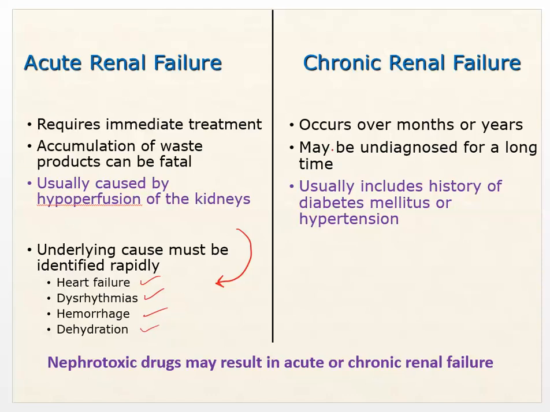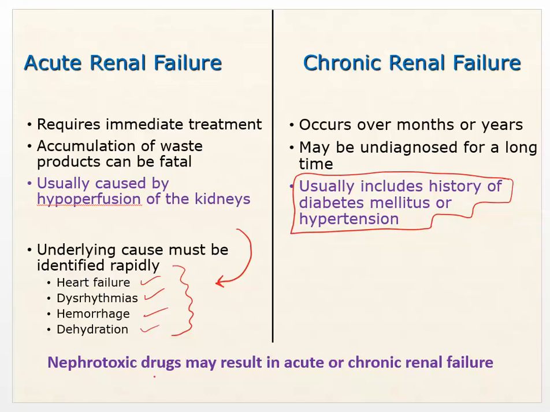Chronic renal failure, of course, occurs over months or years, may be undiagnosed for a long time, and, this is kind of important, usually includes a history of diabetes or hypertension. That's usually what's causing the chronic renal failure. But with acute, the trick is, the kidneys will start to fail if you don't take care of the heart failure, hemorrhage, dehydration, whatever it is. The kidneys will suffer pretty quickly.